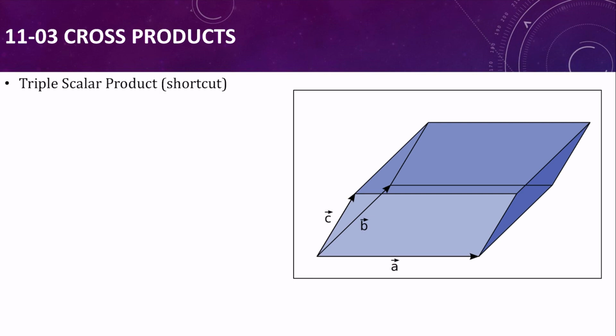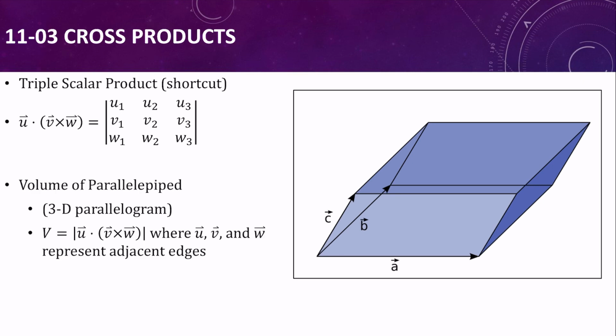Another thing we have, if we have a dot product with a cross product, we have what's known as the triple scalar product. And a shortcut is to just do a determinant where the three vectors are all rows on the determinant. How is that useful? Well, it turns out the volume of a parallelepiped, which is the 3D parallelogram, such as in the picture, is the magnitude of the triple scalar product, where u, v, and w represent edges. So this would be u, v, and w.